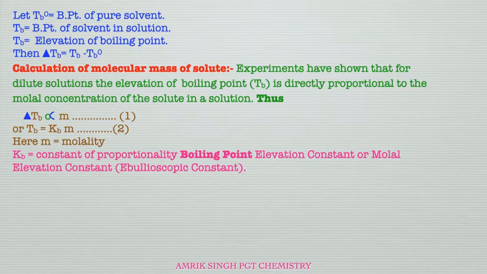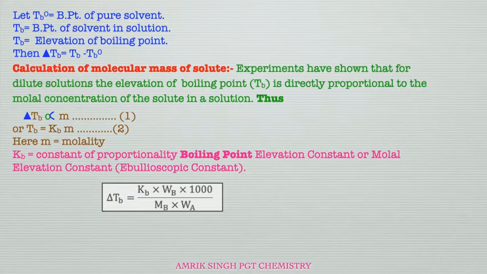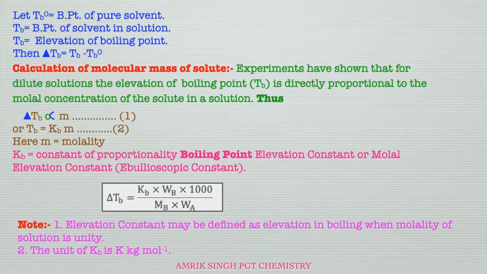What is the definition? When m is equal to 1, then Kb will be equal to ΔTb. Therefore, Kb will be equal to the elevation in boiling point when molality is unity. And putting the value of molality in equation 2, we get the formula for calculating the molar mass of solute. Solute is M2, and A is taken for solvent here. And note, elevation constant may be defined as the elevation in boiling point when molality of solution is unity. The unit of Kb is K kg per mole.